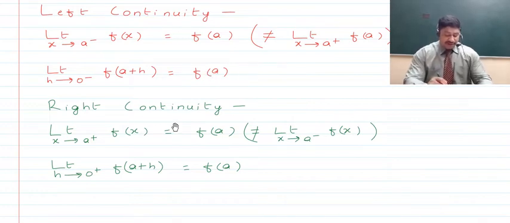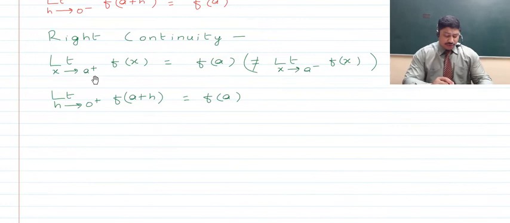Now for the children, if we talk about the right continuity, we'll be talking about the right hand limit being equal to the value of the function at a, such that it is not equal to the left hand limit.